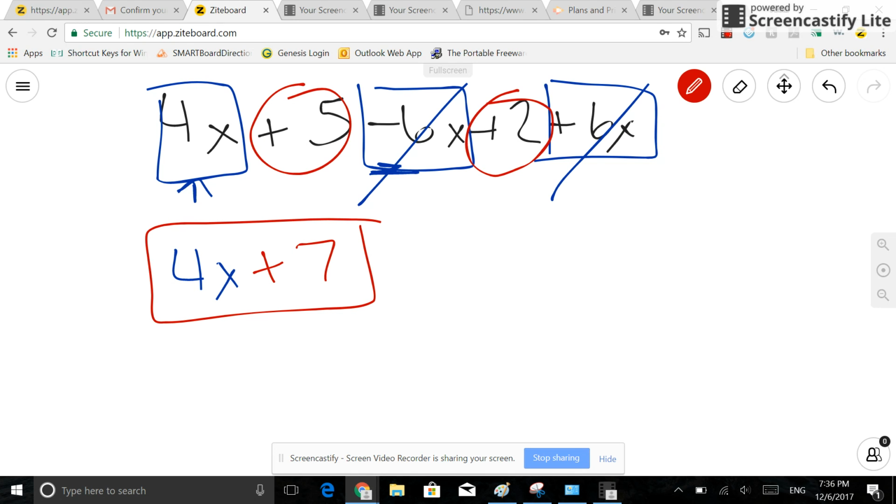And then your constants, you have this 5 plus 2. So 5 plus 2 is 7. So your final answer for this problem would be 4x plus 7. You can't go any further than that. You can't combine 4x's plus 7 and make it 11x. That's not correct. It's not simplified. You can't combine this 4x plus 7 because one has an x, the other one doesn't.